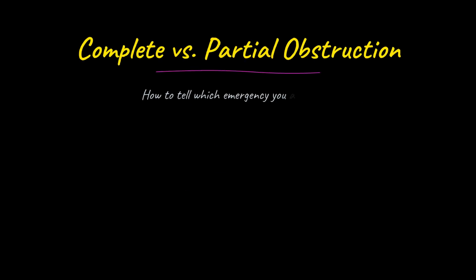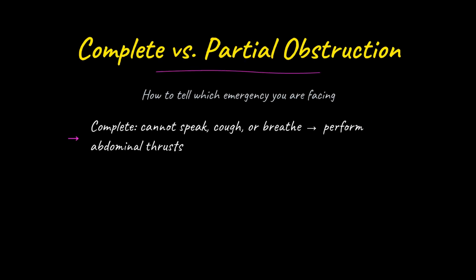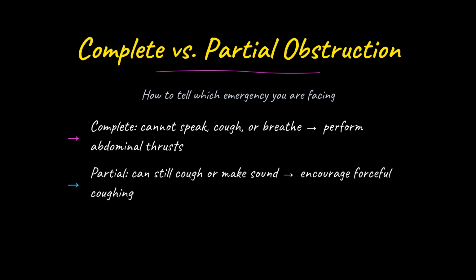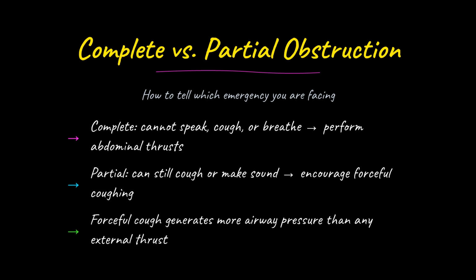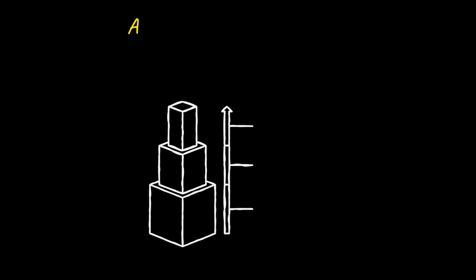The key distinction is complete versus partial obstruction. A complete obstruction, signaled by the universal choking sign and total inability to speak or cough, demands immediate abdominal thrusts. A partial obstruction, where some airflow remains, is managed by encouraging forceful coughing, because the patient's own cough generates more pressure than any external maneuver.